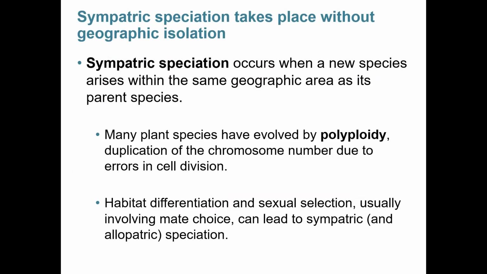Sympatric speciation occurs when a new species arises within the same geographic area as its parent species. This is very common in plants because they can evolve by polyploidy, or duplication of chromosome number due to errors in cell division. Habitat differentiation and sexual selection, usually involving mate choice, can also lead to this. So let's talk about an example.